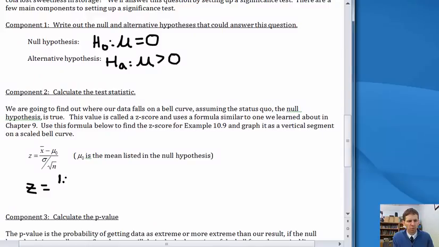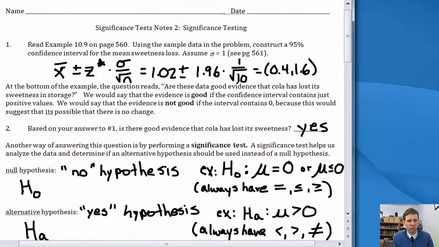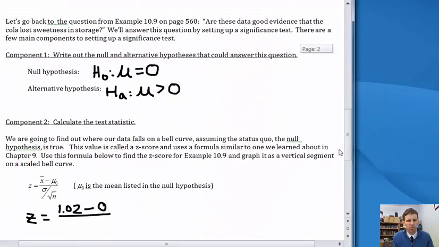1.02. We're going to subtract mu sub 0, the mu that was given in the null hypothesis. In the null hypothesis, the mean was 0. So I'm going to write down the mean that I listed in the null hypothesis. Divided by sigma, we already said in this problem was 1, and n is your sample size, which was 10. So sigma and n we also had in our confidence interval formula. So we're picking out three of the values we used in our confidence interval problem from earlier.